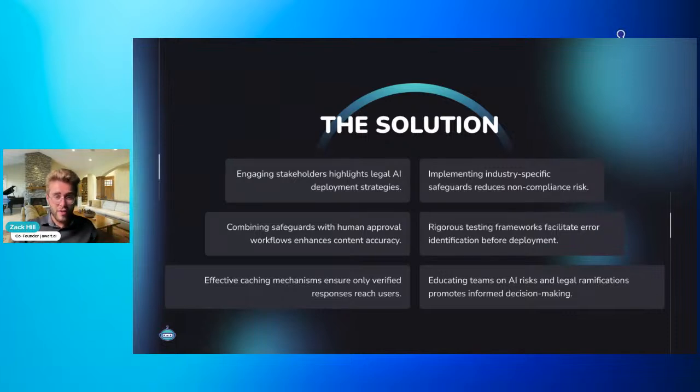Also, rigorous testing frameworks enable easy identification of errors in AI responses ahead of public deployment. Effective caching mechanisms allow for the swift recall of verified responses, so users only see the responses you want them to see. And finally, educating your team on the risk and legal ramifications of AI cultivates a culture of informed decision-making, which is essential for navigating the AI landscape responsibly.